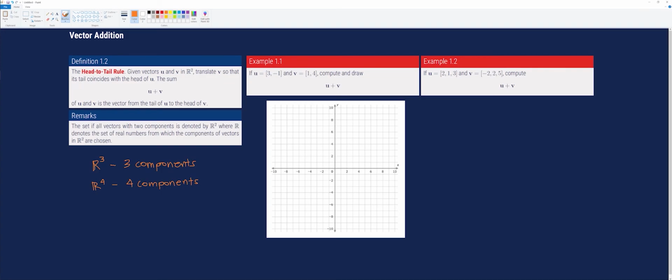So let's first perform the operation numerically. To perform vector addition, it is advised to convert the row vector into its equivalent column vector. So the equivalent column vector of u is (3, -1), whereas the equivalent column vector of v is (1, 4).